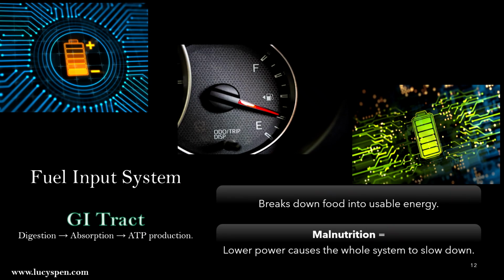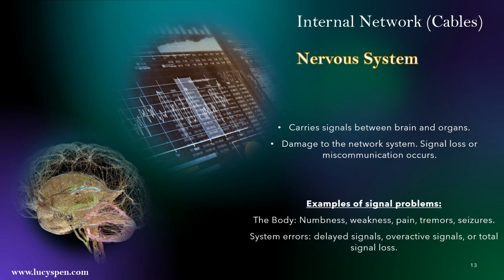Your GI tract is your fuel input system. It is responsible for digestion, absorption, and ATP production. The GI tract breaks down food into usable energy. If you do not get the energy that you need, you will be considered malnourished. When malnutrition sets in, you are considered to have lower power, and that can cause your whole system to slow down. Your nervous system is considered your internal network.